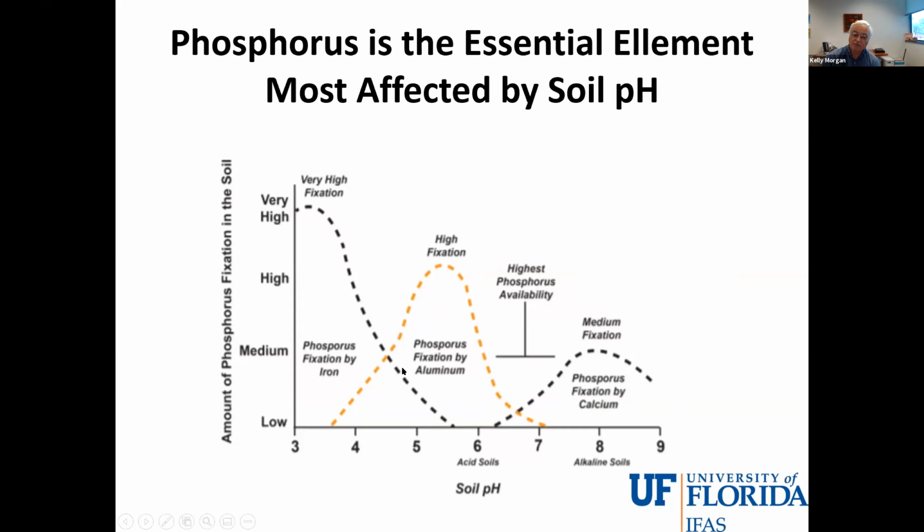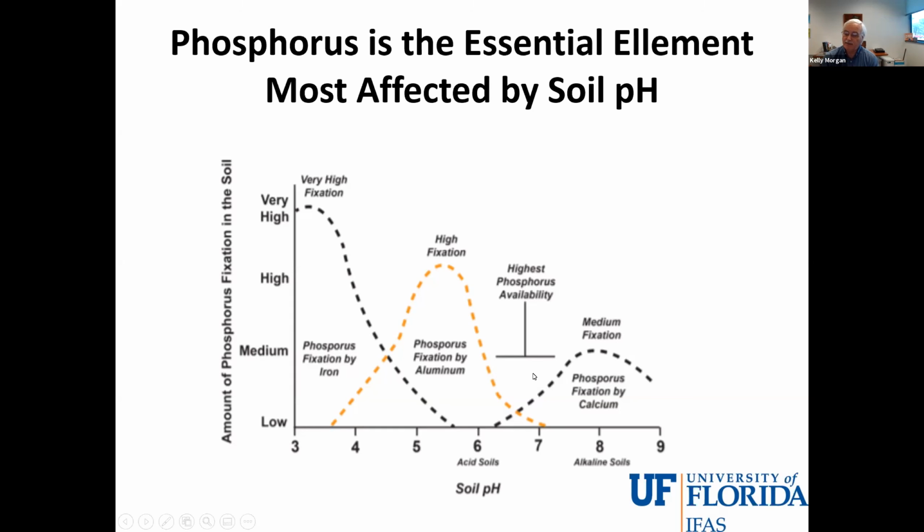If you have soil pH much lower than 5.5 and you're approaching 3 to 4 pH, which is unusual, then your fixation is primarily in the form of iron. Iron very readily fixes phosphorus at these lower pHs, and bringing that phosphorus back out of the precipitate and into solution is very difficult.